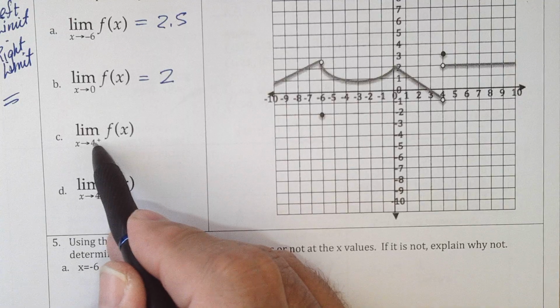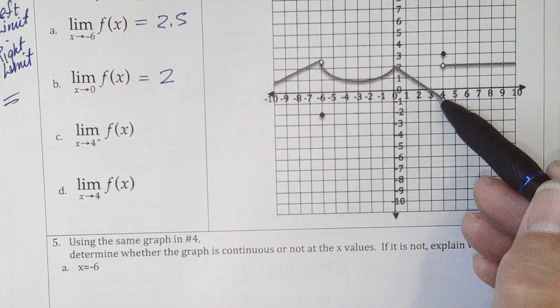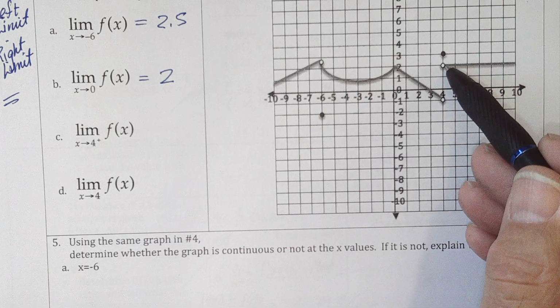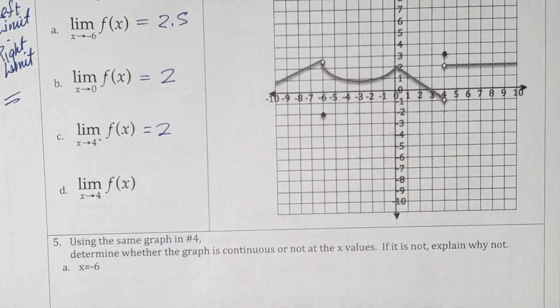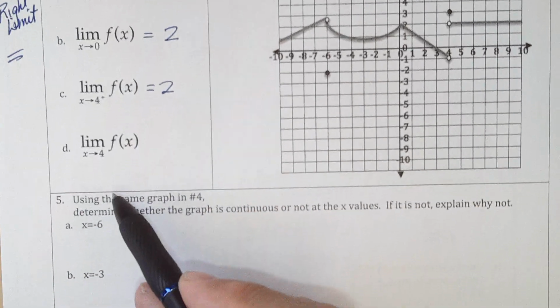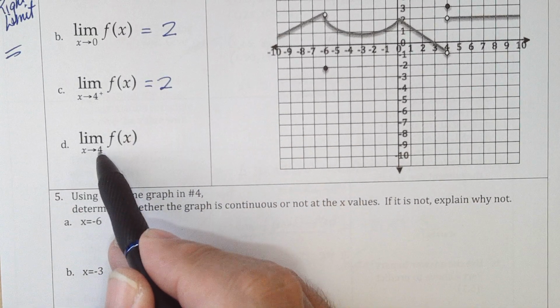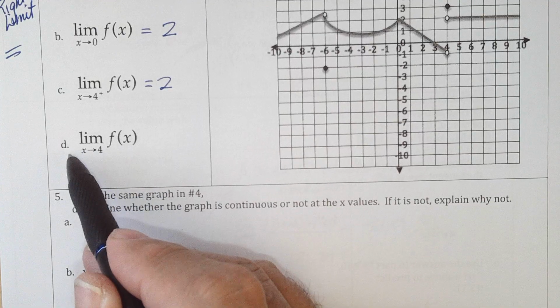At this, it says just look for the one coming from the right. So we should be able to do that. Coming from the right, as we get close to 4, it's headed to a height of 2. We don't have to satisfy this just to do the left or right. Now on the last one, it says head to 4, the limit, so it has to have both of them.